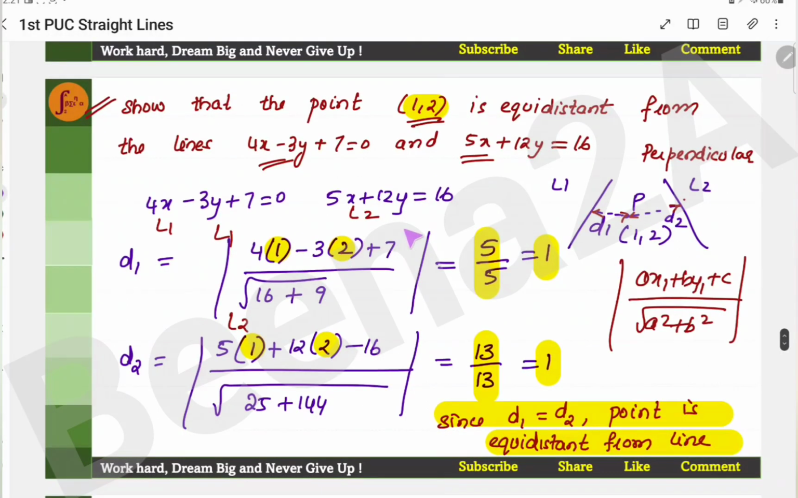Now here, one thing you have to notice: in this equation, you have to bring 16 to the other side. When you bring 16 to the other side, it's going to become minus 16 is equal to 0. The equation should be in this form only. And then when you're putting the value here, you should put minus 16, not plus 16, because you're shifting 16 to the other side, so it'll become minus 16.